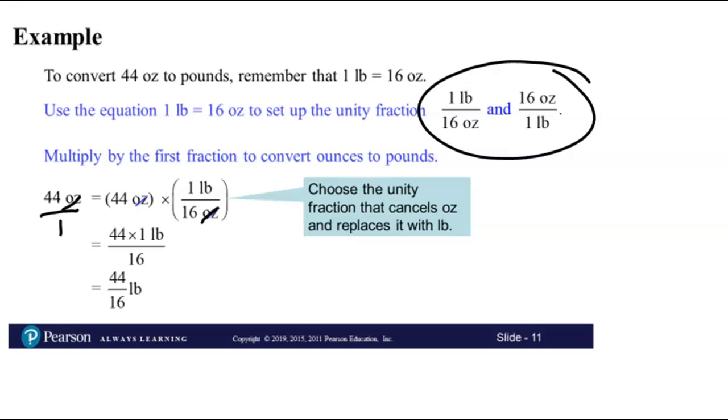is going to give us 44 over 16 pounds, and from there we can go ahead and say, because that's a pretty ugly fraction, doesn't tell us a whole lot, we can say 16 goes into 44 twice at 32 with 12 remaining, so we can say it's 2 pounds and 12 ounces remaining because it's 12 out of 16, and that's going to be our final answer.